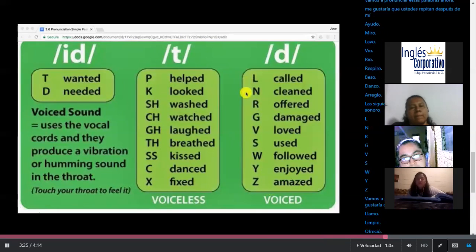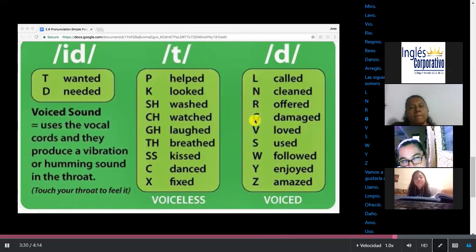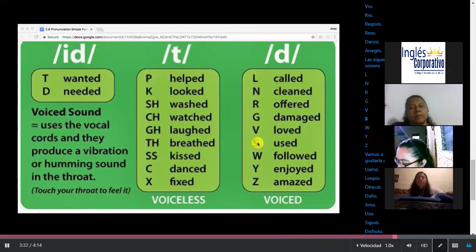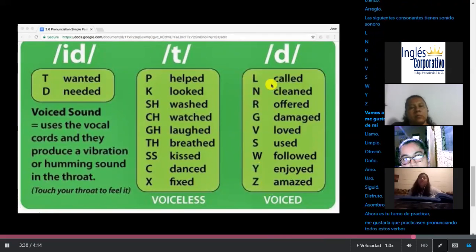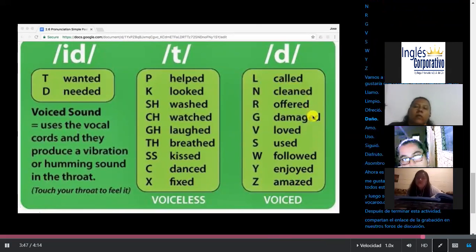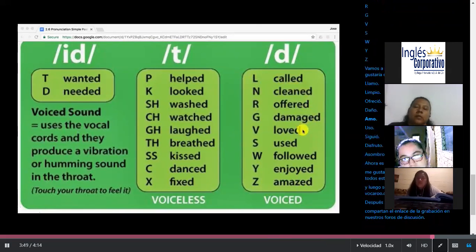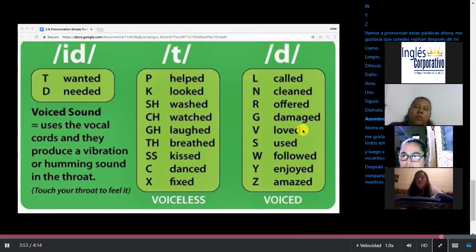The following consonants have voiced sound: L, N, R, G, D, S, W, Y, Z. Let's pronounce these words now. I would like for you to repeat them after me. Called, cleaned, offered, damaged, loved, used, followed, enjoyed, amazed.